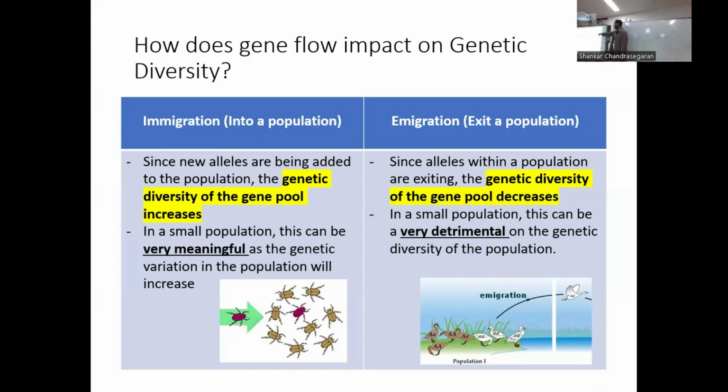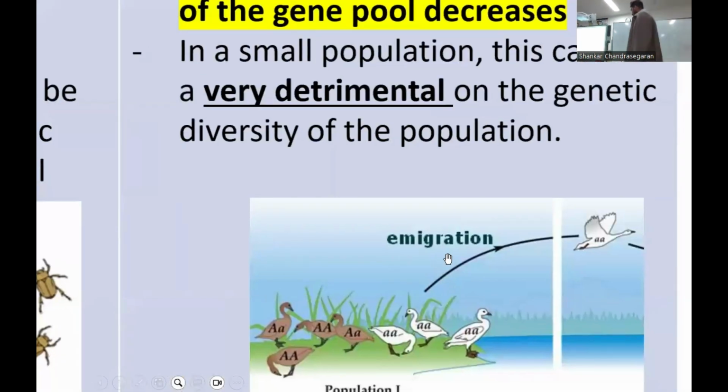What about emigration? Like I said, immigration is when something is coming in. Emigration is when something is exiting the population. And as always, if alleles are leaving a population, that means genetic diversity is generally going to decrease. Let's say you have a small population of geese like this, where there's a mix of brown geese and white geese, and suddenly one or two of the white geese all start to emigrate to a different population. That in turn decreases the genetic diversity of the population that they left from, right?